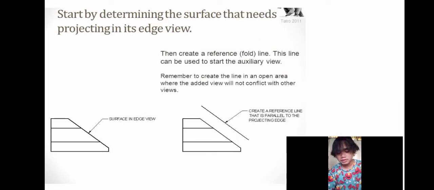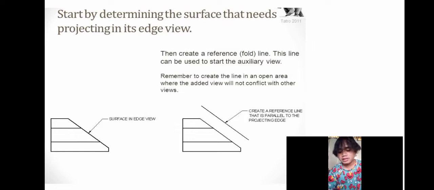Start by determining the surface that needs to be projected in edge view. Then create a reference fold line. This line can be used to start the auxiliary view. Remember to create the line in an open area where the auxiliary view will not conflict with other views.